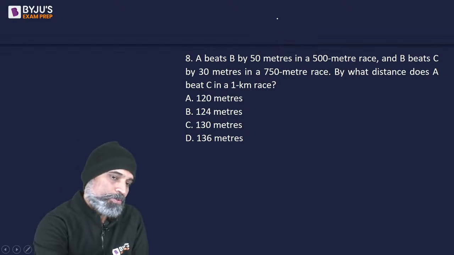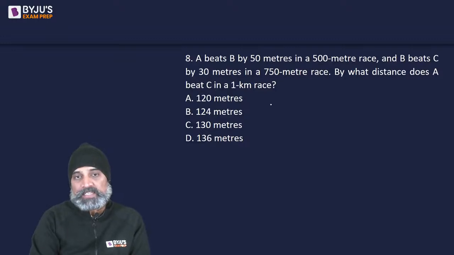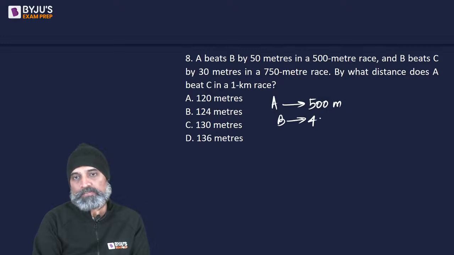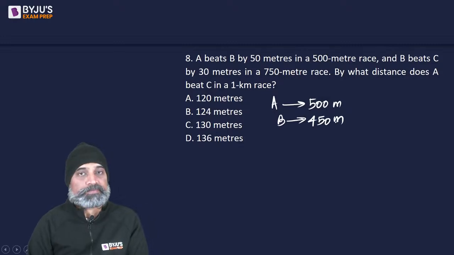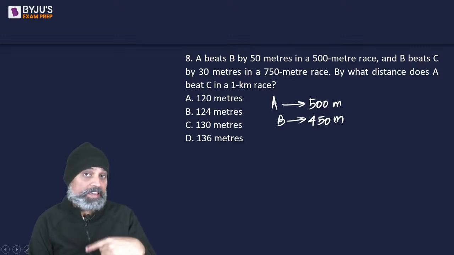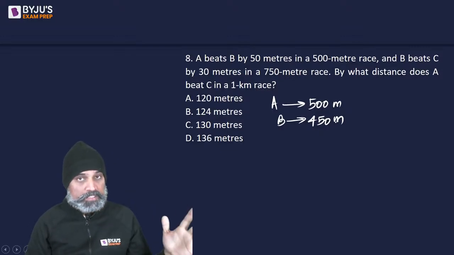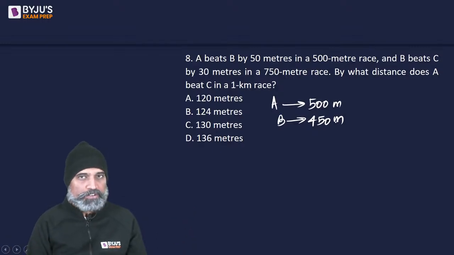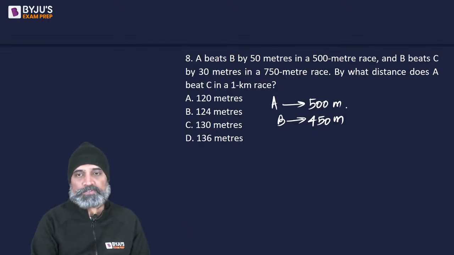won't be a good approach. Can we say when A covers 500, B covers only 450 meters, because A beats B. B loses, A is winning. So A covers the entire 500 meters, B is shy of 50 meters for the race to finish.